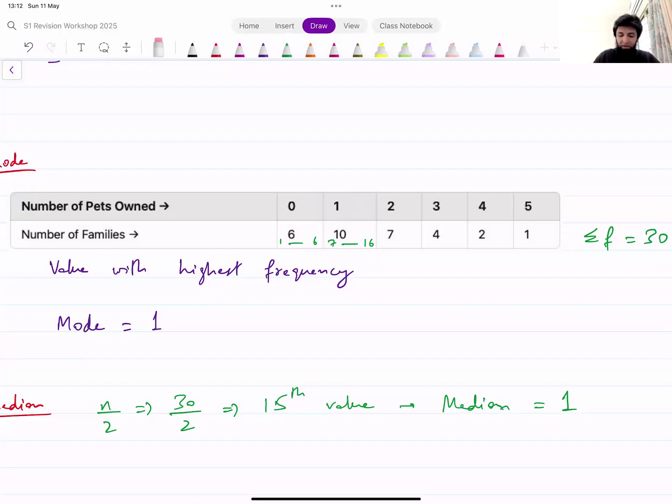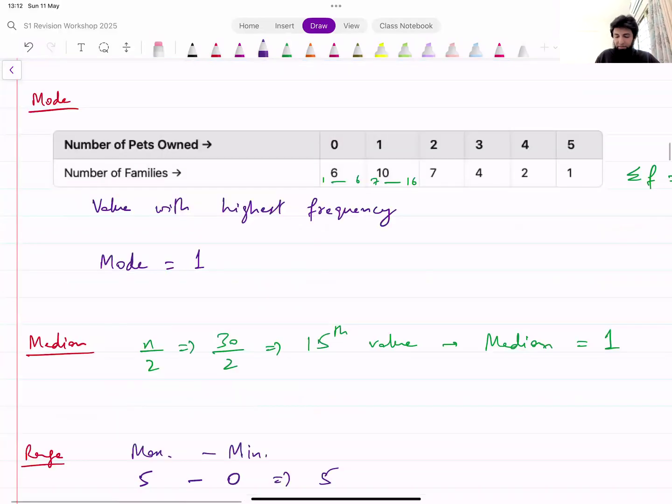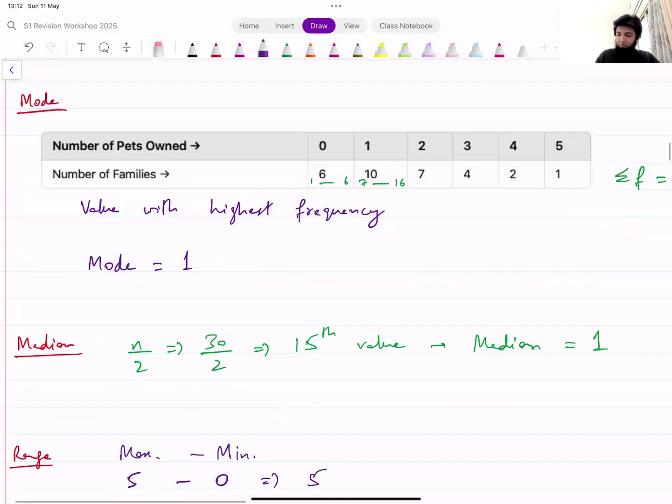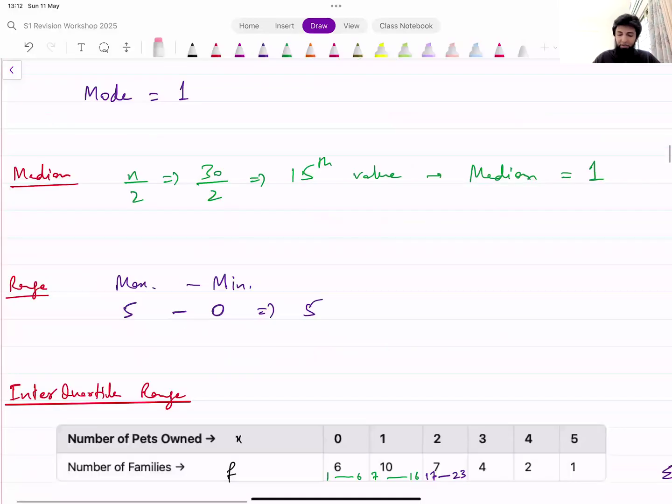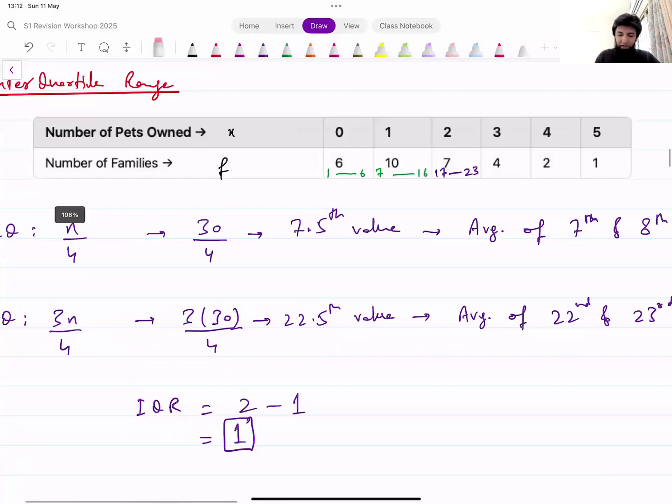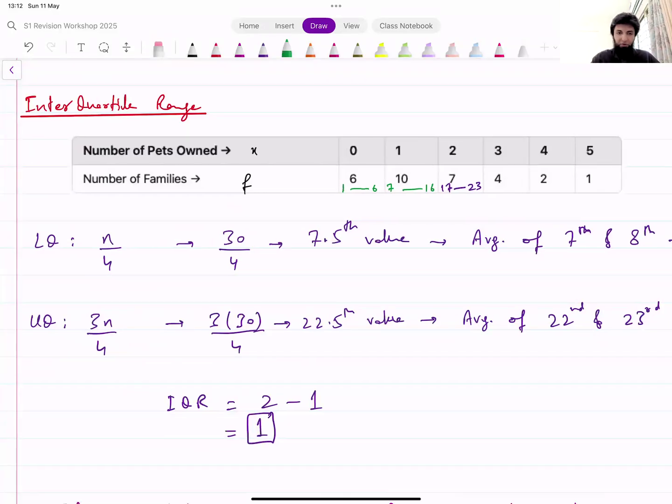Okay, what about interquartile range or range? Range is just the maximum value minus the minimum value. Maximum value in this case is 5, minimum value is 0. 5 minus 0, that turns out to be 5. What about interquartile range in this? Let's think about that. For group data, we can use formulas. They work as n/4 and 3n/4. Or you could also use (n+1)/4 and 3(n+1)/4. Those formulas are going to work for group data.